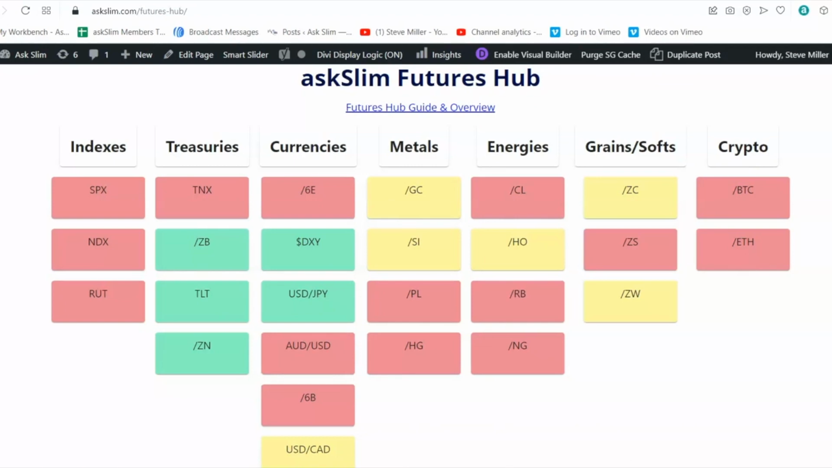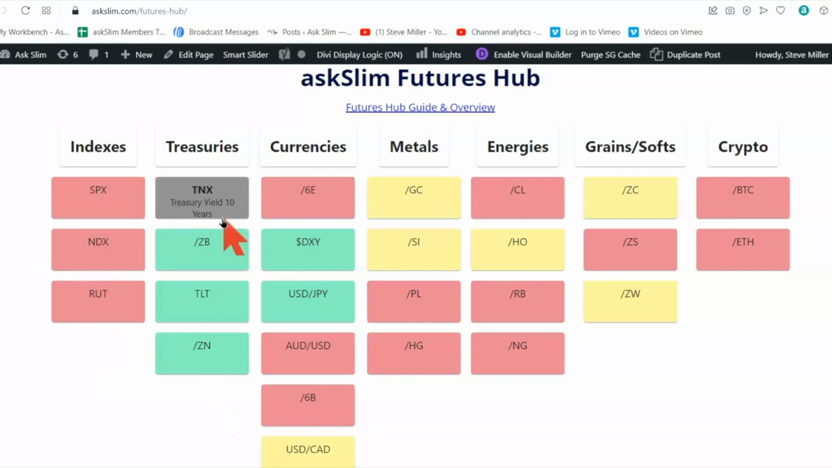You can see that we do analysis on the indexes, the treasuries, currencies, metals, energies, grains, softs, and crypto. And the colors of these, which you can see the indexes are all red, is the sum of the evidence, really looking at our directional bias, which is putting together 3 different time frames and all of our individual proprietary studies. And you can see in here that the indexes are essentially negative and rallies should fail.